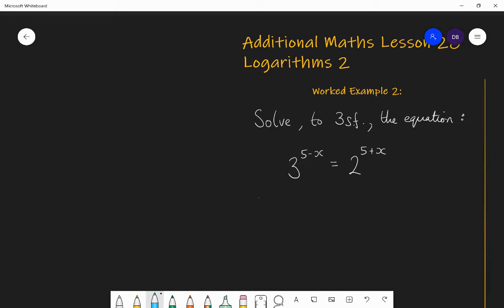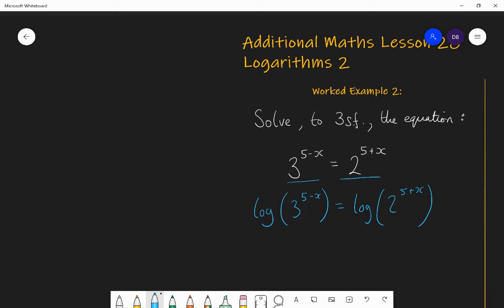So that's log of this expression, 3 to the power of 5 minus x, is equal to log of this expression, 2 to the power of 5 plus x. Since both expressions are equal, then the log of both of them will be equal. Remember that if I don't have a base, then it is the default base 10. So if it just says log, it means log base 10 of that thing.